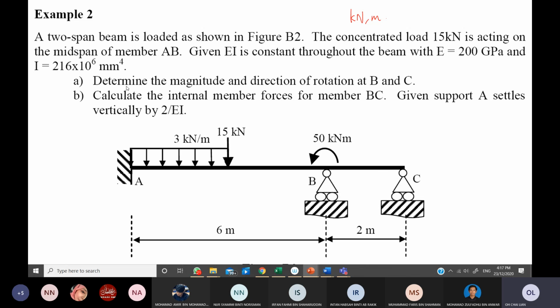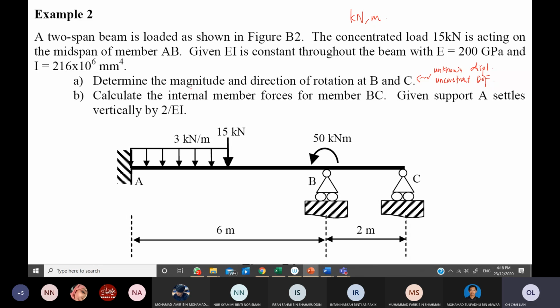So what is our problem? We want to determine the magnitude and direction of rotation, meaning either clockwise or counterclockwise. Magnitude means the number, the value, at B and C. This is referring to the unknown displacement or unconstrained DOF. Be aware of these terms.